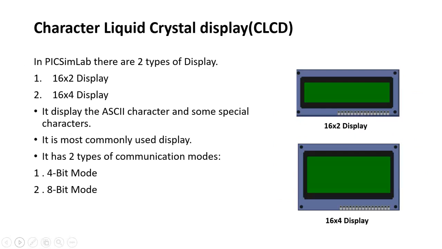Character Liquid Crystal Display (CLCD). In PiximLab, there are two types of display. First is the 16x2 display and second is the 16x4 display. It displays the ASCII characters and some special characters. It is a most commonly used display. It has two types of communication mode. First is 4-bit mode and second is 8-bit mode. In this project, we basically use the 4-bit mode.